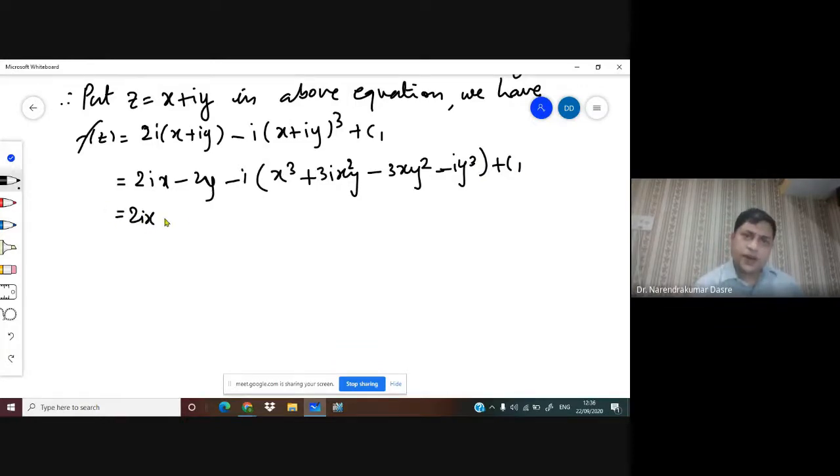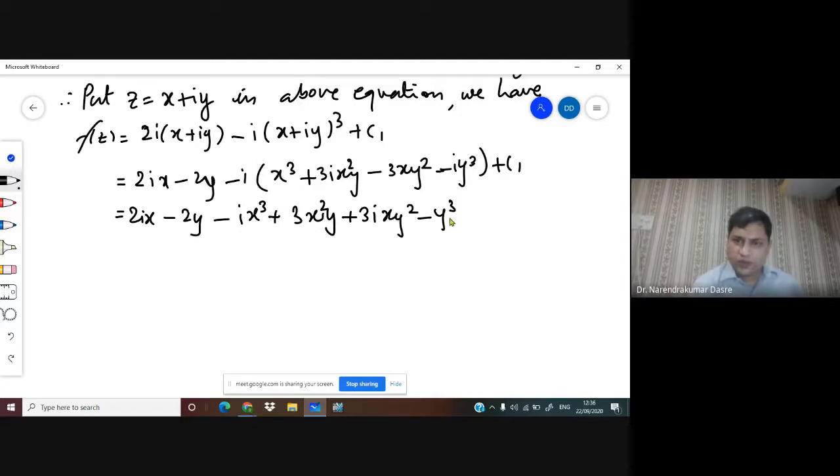So it is 2ix minus 2y minus ix cube. I square will be minus and already minus, so we'll be having minus 3x square y. This minus will become plus, so 3ixy square. And now this minus and this minus, and this i square again minus, so you'll be having minus y cube, and plus c1.